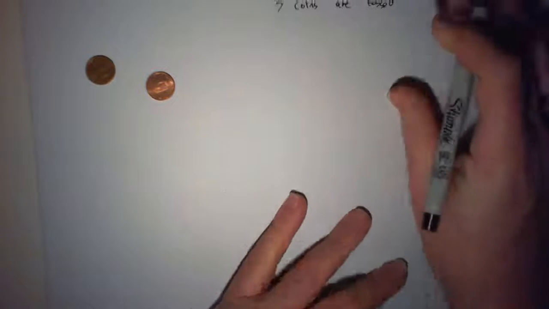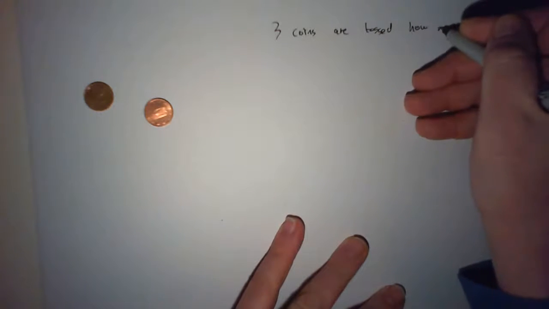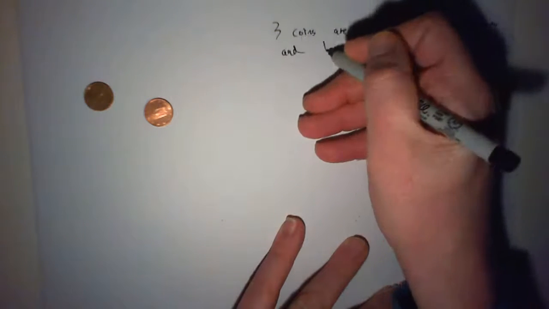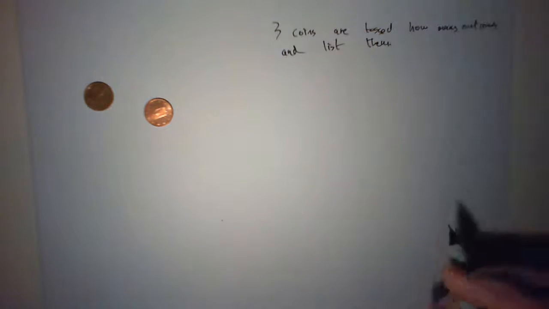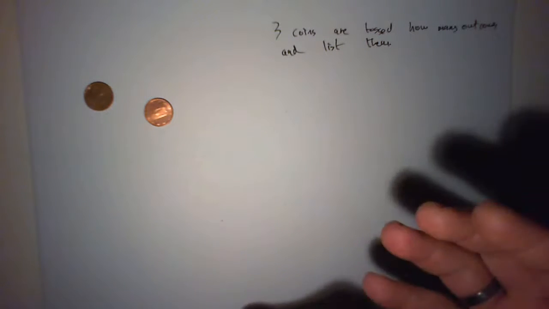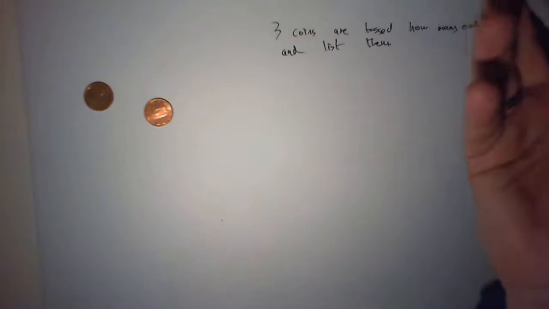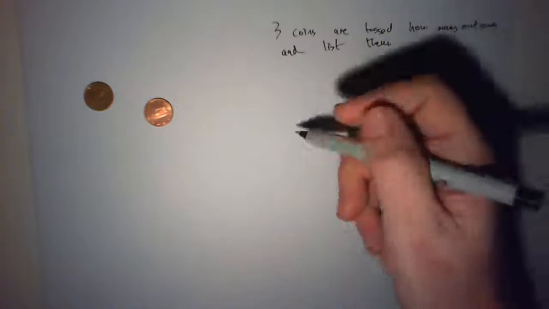So let's put this down in English and then we'll see. 3 coins are tossed. How many outcomes? And list them. Do you know what we'll do this time? Let's this time instead list them all first and then see, does the list tally with the maths we'll do afterwards? Okay, so let's list them.